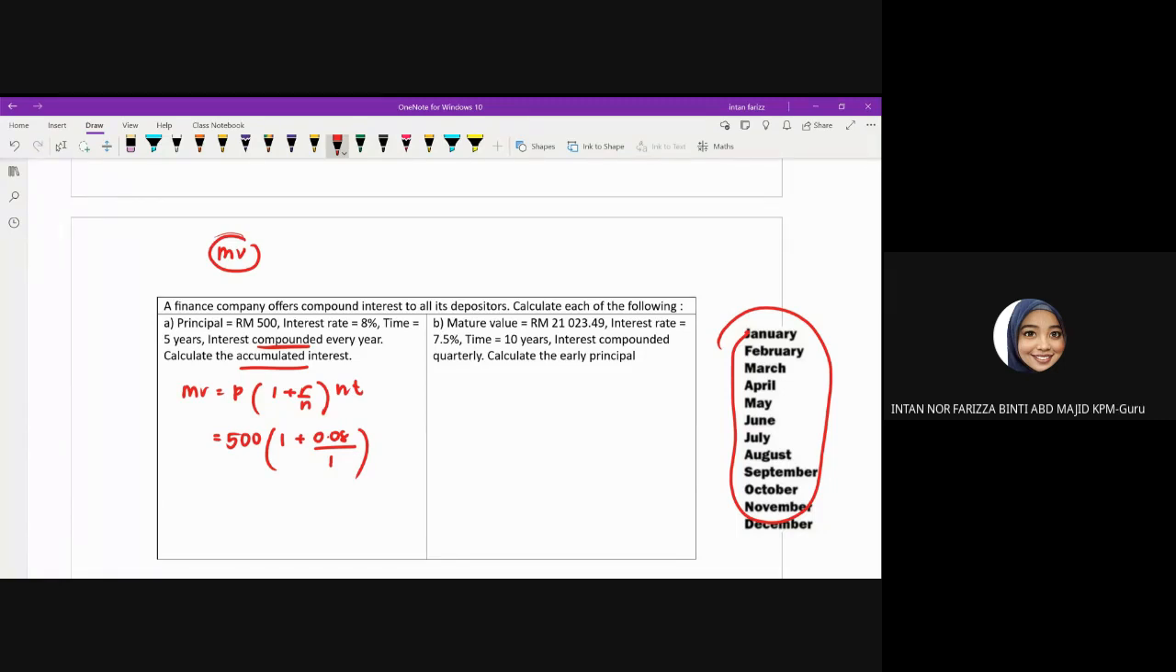The maximum, I'm not sure, but so far never more than 4 times. The bank will lose out if you do too many. If n is 10 or n equals 12, the bank loses, and of course the bank doesn't want to lose. So now what's the n again? n is 1. And for how many years? For 5 years. Okay, so press the calculator.